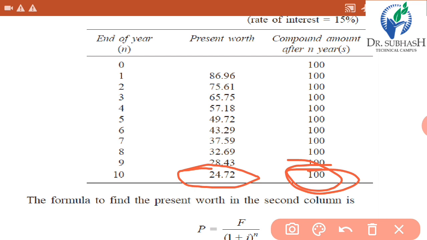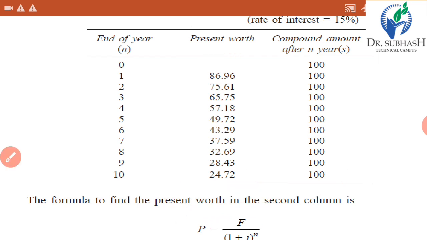Now the question is, how can we find this present worth amount? The formula to find the present worth in the second column is P = F / (1 + i)^n. From this formula we can find the present worth value.